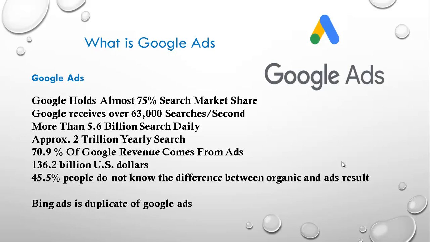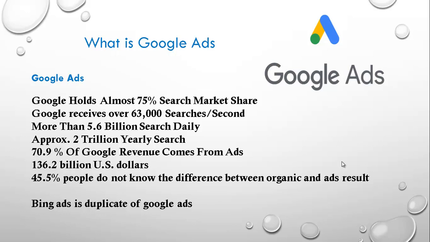And if you talk about the Google stats, Google holds almost 75% of the search market all over the world, and Google receives over 63,000 searches per second and more than 5.6 billion searches on a daily basis. If you calculate it, it comes to approximately 2 trillion searches in a year. And most of Google's revenue comes from Google Ads, that is 136.2 billion US dollars. 45.5% of people do not know the difference between the organic result and the ad result.